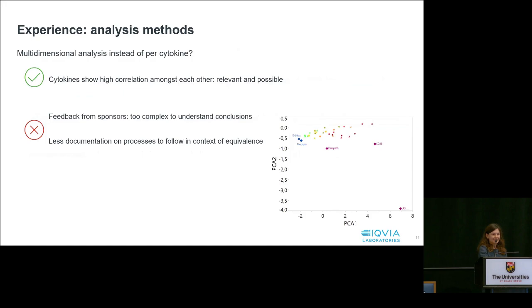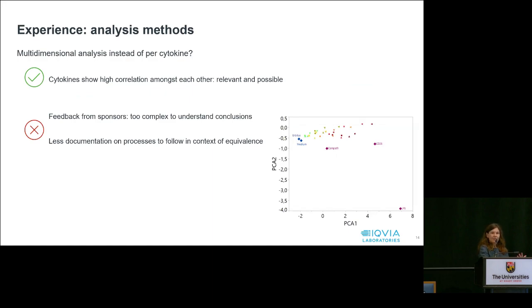That being said, a multidimensional analysis is of course an alternative for the testing per cytokine, because these cytokines are not independent readouts, so it definitely makes sense to look at some kind of multidimensional analysis. So for instance, a principal component analysis, but there are many others that are relevant and possible, because we do see, of course, a very high correlation between the cytokines.